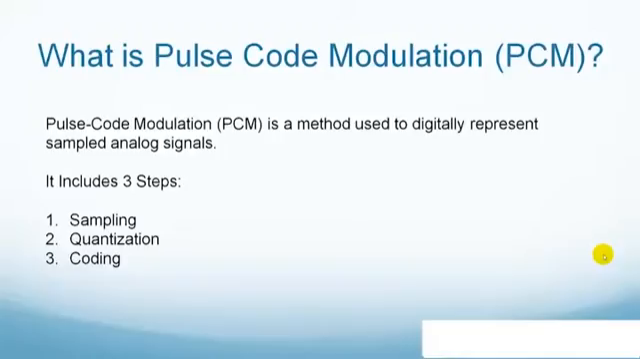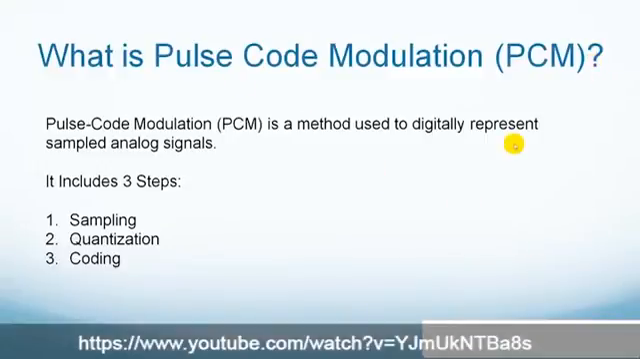Explain what is PCM, which stands for pulse code modulation. In a brief sentence, pulse code modulation is a method used to convert an analog signal into a digital signal so that it can be transmitted through a digital communication network and then converted back into the original analog signal. The PCM process includes 3 steps: sampling, quantization, and coding.